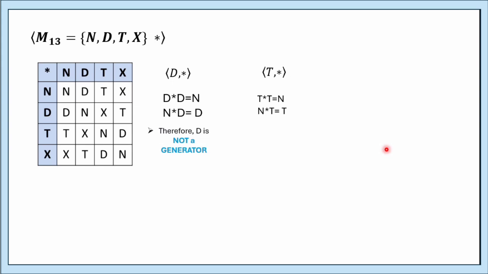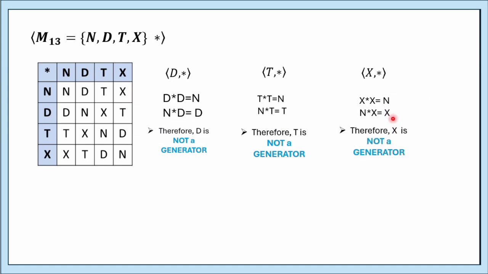For T, we have T star T is equal to N, and N star T is equal to T. Therefore, T is not a generator. Same with X, since X star X is N, and N star X is X. And as you can notice, X failed to generate all the elements since it only generates N and X. Therefore, X is not a generator. Since M sub 13 doesn't have any generator, it is not a cyclic subgroup.